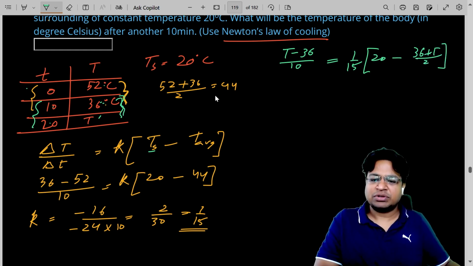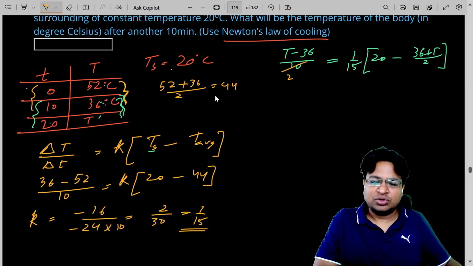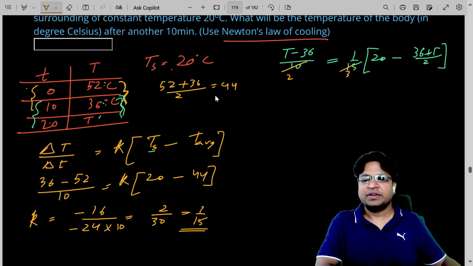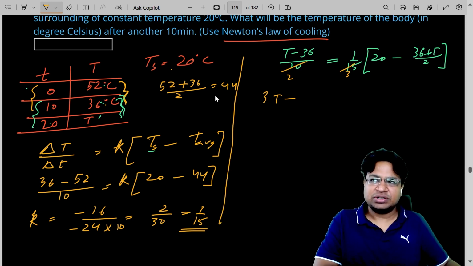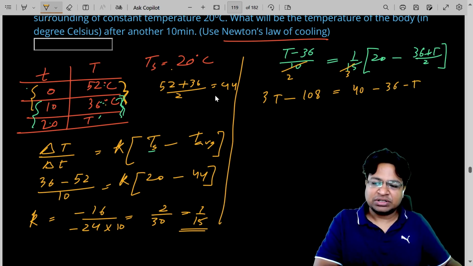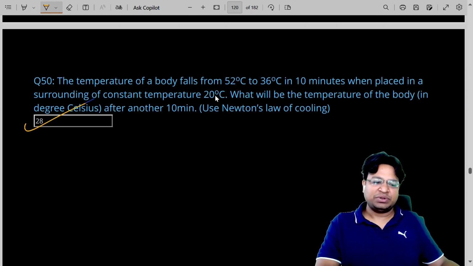And now we need to do the calculation. We need to finish it. So let me just do this calculation. So this is 2, and 3 cancelled with 5. So 3T minus 3 into 36, 3 into 36 is 108, equals, this 2 goes on this side, so 40 minus 36 minus T. So this becomes 4T equals 4 plus 108, that is 112. So T will be equal to 28. That should be the answer, as we can see here.